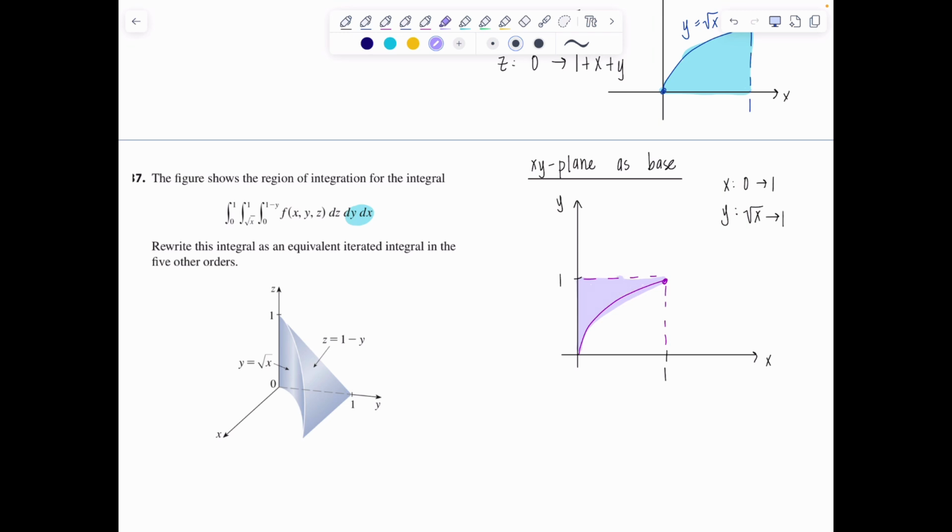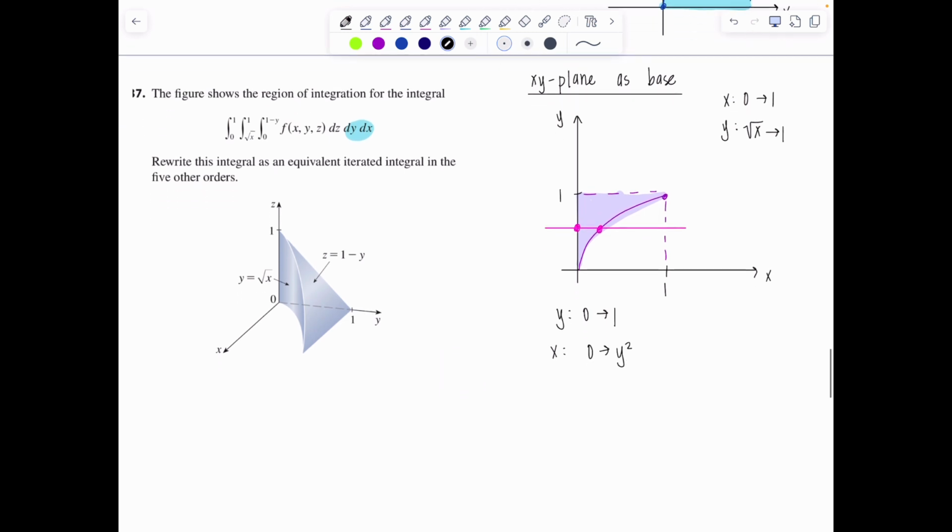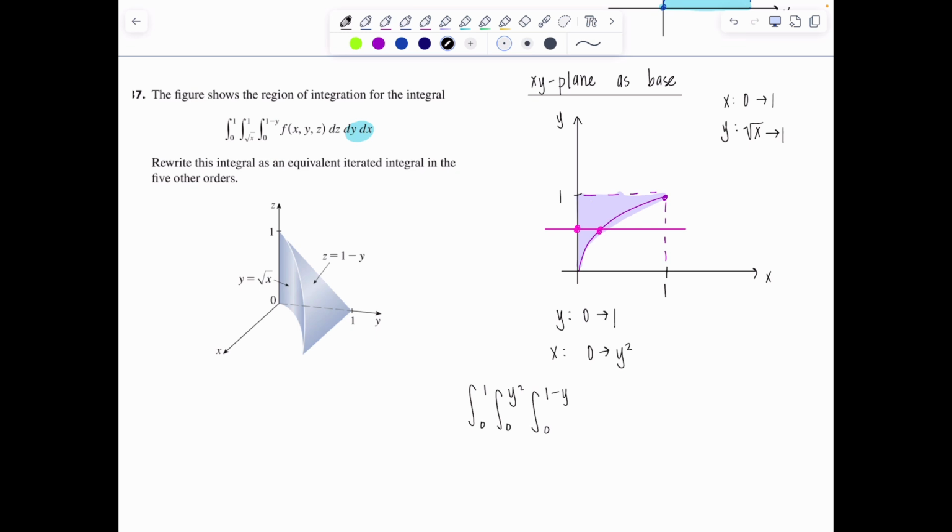So now if we're going to switch it the other way around, then the limits for y need to be constant. So y is going to go from 0 to 1, and then x is going to go from 0 to y squared. Very good. So far, so good? Nothing else changes. So this order, we're going to have 0 to 1, 0 to y squared, leave z alone, 0 to 1 minus y, f dz dx dy. There's 1. 4 to go.